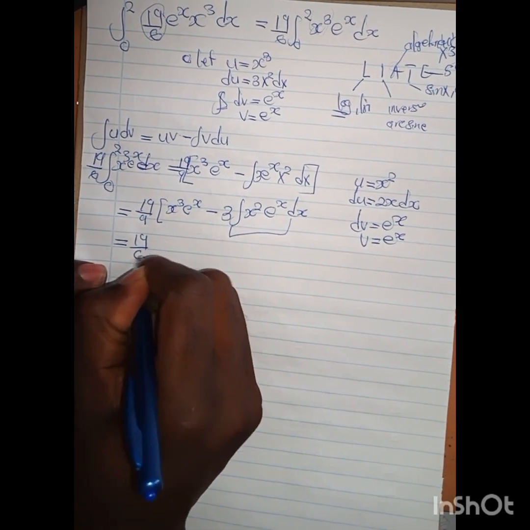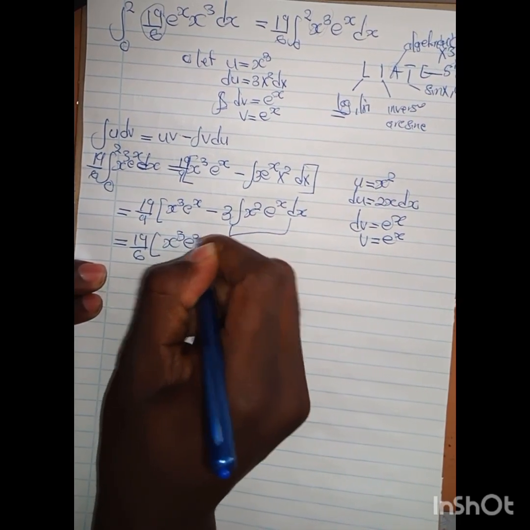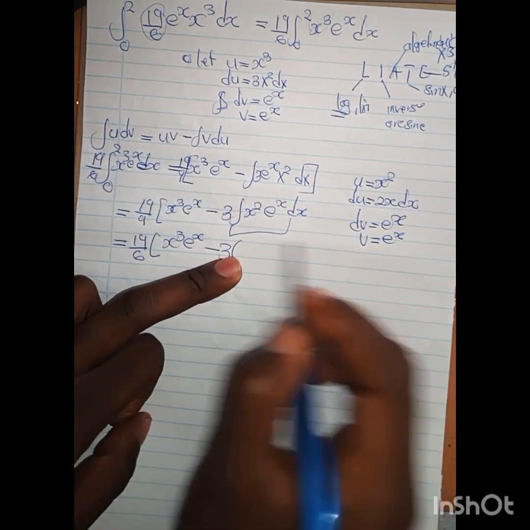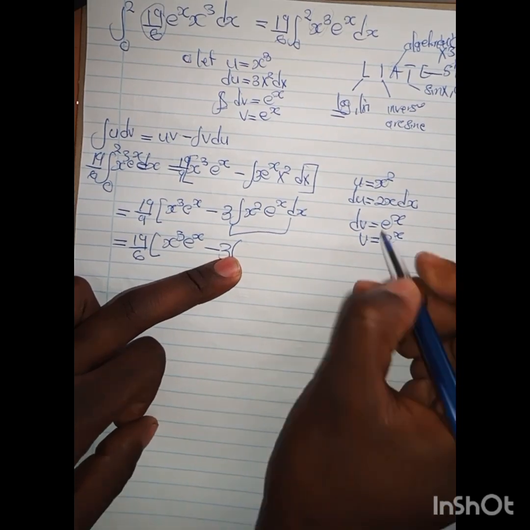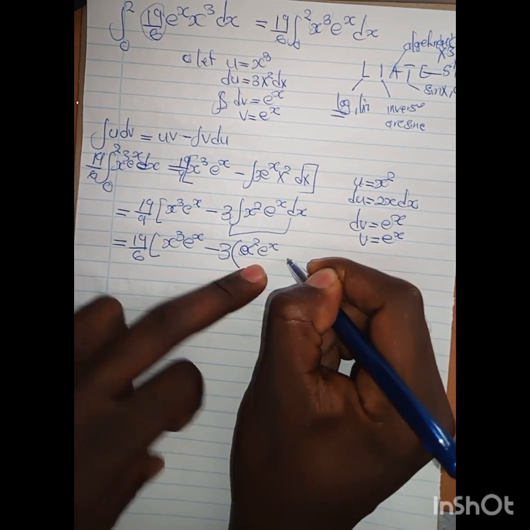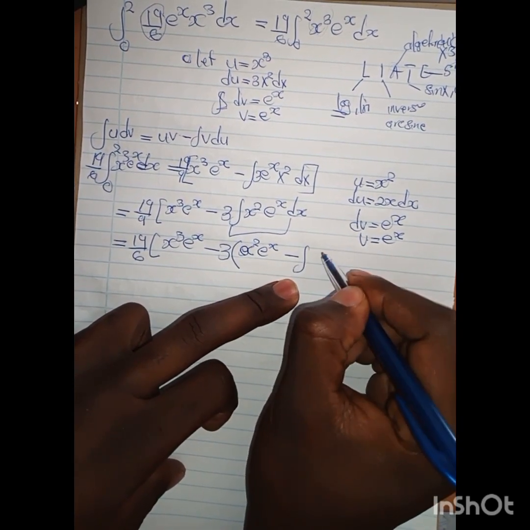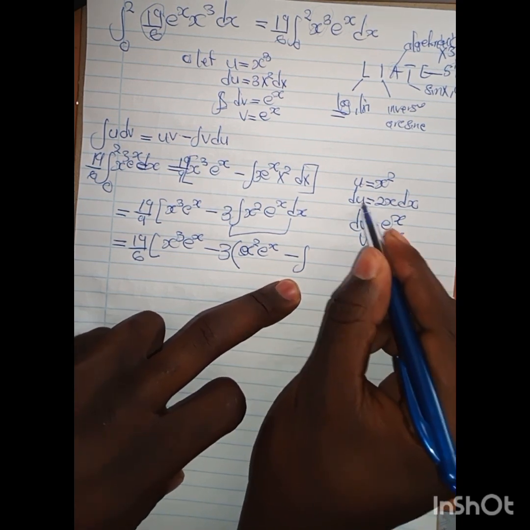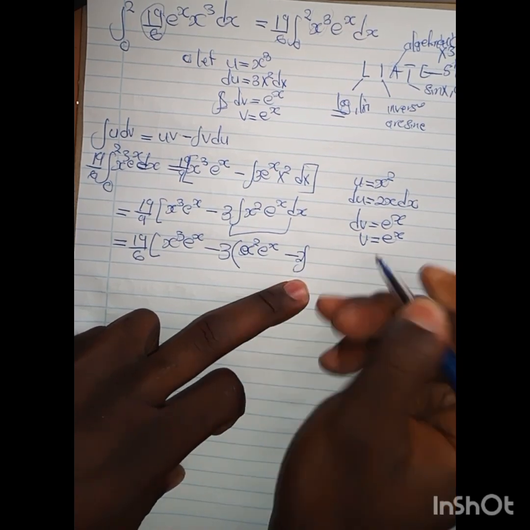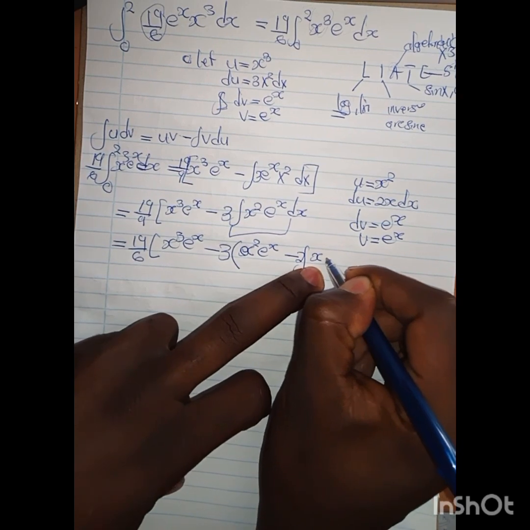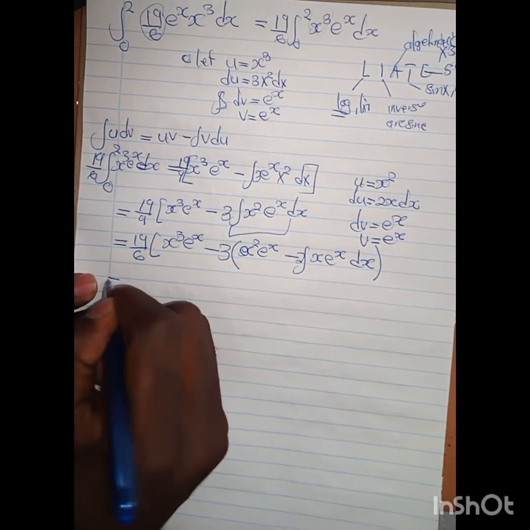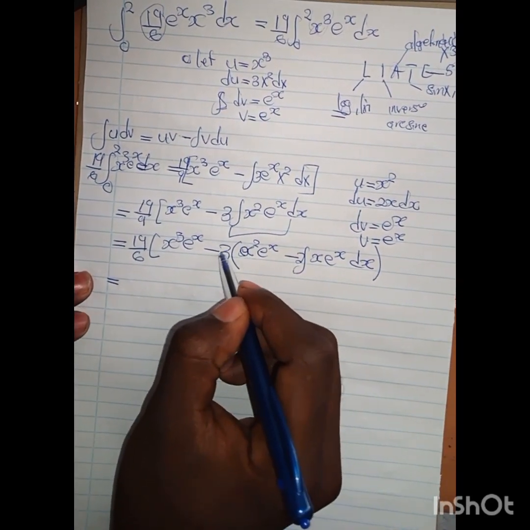We have 19 over 6 x cube e to the x minus 3, open bracket, uv according to the same formula. What is your u? This is your u, and this is our v. Then let us multiply the two. We have x squared e to the x minus the integral of v du. What is v? v is e to the x, and du is this part. Because we have 2 here, I will take it out to be the coefficient of the integral. And then inside we will have x e to the x dx. All right, close bracket.